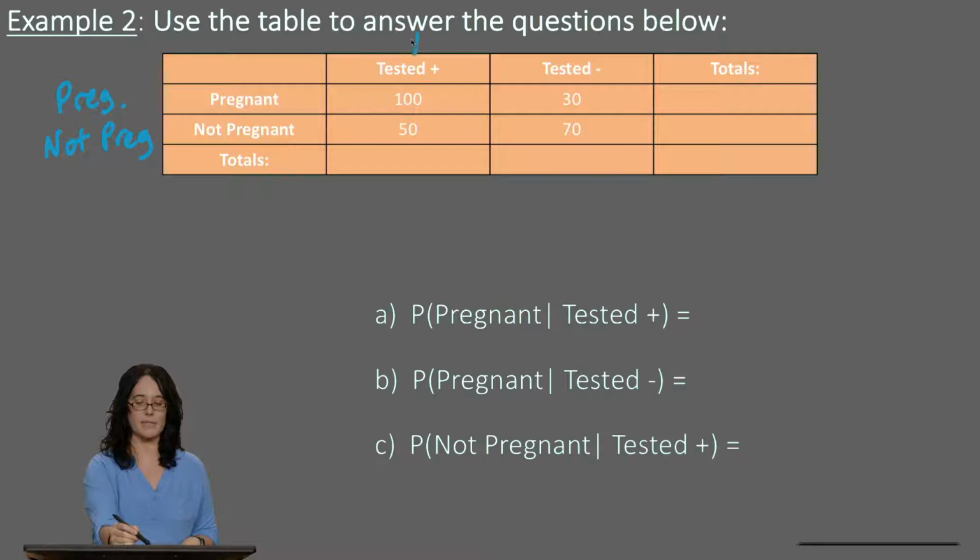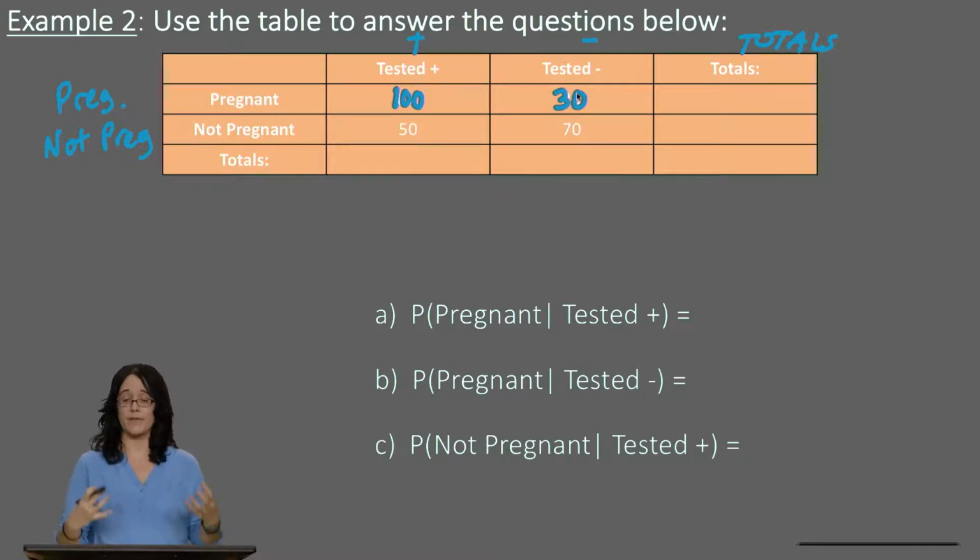Here we have people who tested positive, people who tested negative, and then we have our totals. Okay? So let's see what we have here in this chart. For pregnant women who tested positive, there are 100 of them. For pregnant women who tested negative, there are 30 of them. For people who were not physically pregnant, but happened to get a test that was positive, there are 50 of those. And for people who were not physically pregnant and also got a negative pregnancy test, there were 70 of those.